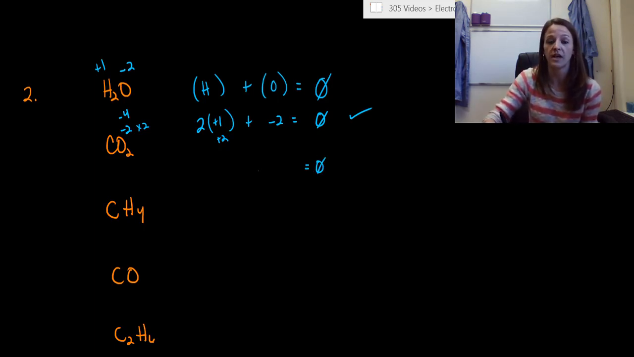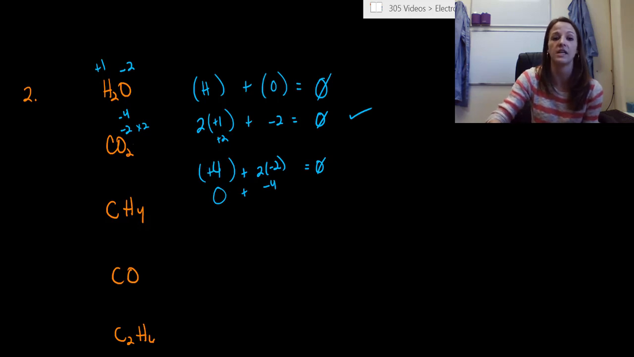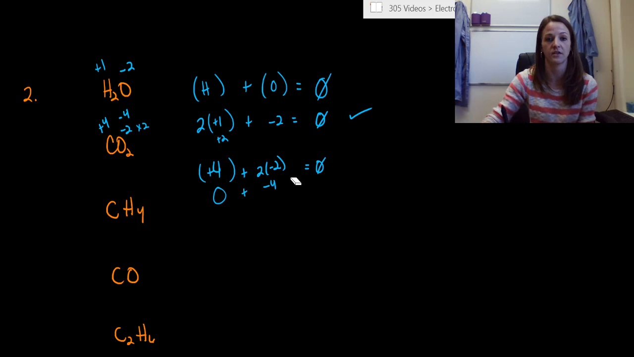So what we have to do is have 2 times -2 plus whatever our charge is for carbon needs to be 0. So we have -4 plus something needs to be 0. The only answer we could do here properly to make this math work is that carbon has a +4 charge. Okay, so hopefully this is starting to make sense.